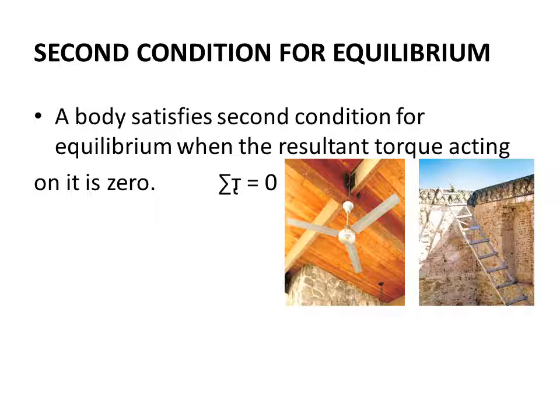In the first condition, we studied that the sum of all forces acting on the body, in other words the net force, is equal to zero. But in the second condition, the sum of torques is equal to zero. This is the second condition. A ladder leaning on a wall. A ceiling fan rotating at a constant speed is in equilibrium as the net torque acting on it is zero.